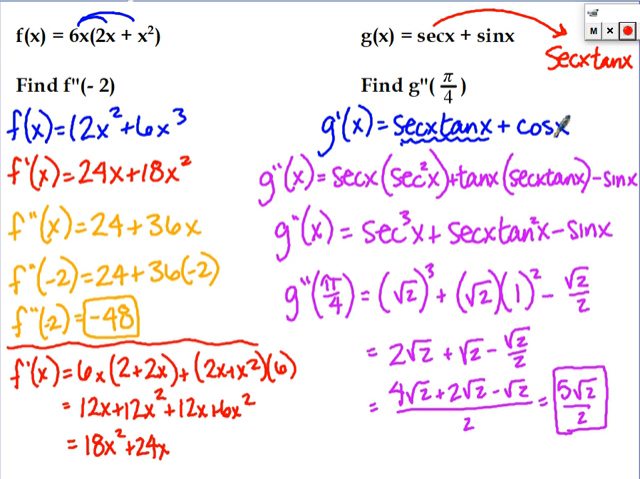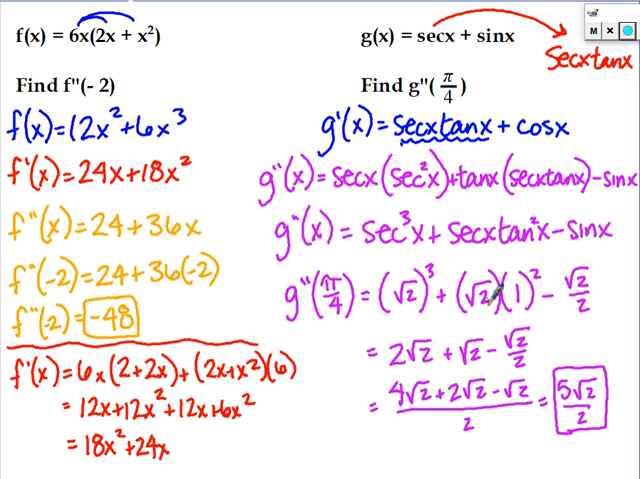So then I just simplified it a bit. This would become secant cubed, and then secant times tangent squared, because there's two tangents. And then I plugged in pi over 4. Secant of pi over 4 is square root of 2, tangent of pi over 4 is 1, and sine of pi over 4 is square root of 2 over 2. So again, you do need to know all your unit circle values here. So then simplifying it a bit, square root of 2 cubed becomes 2 square roots of 2. Squaring the 1 is just 1, so this just stays square root of 2.